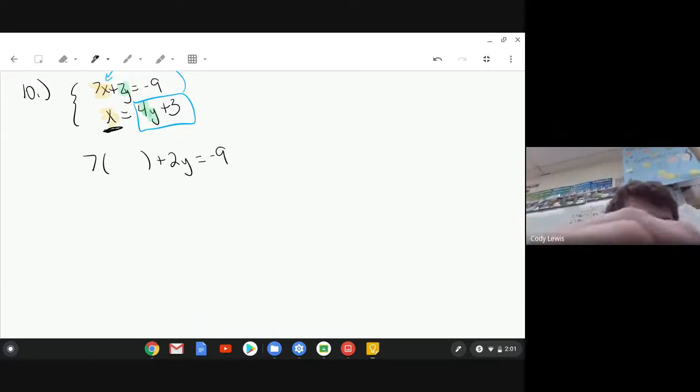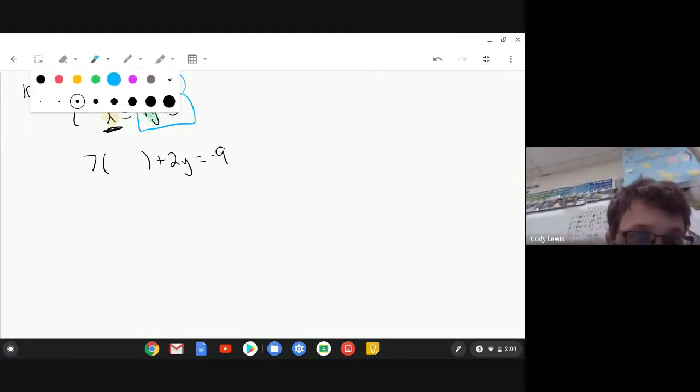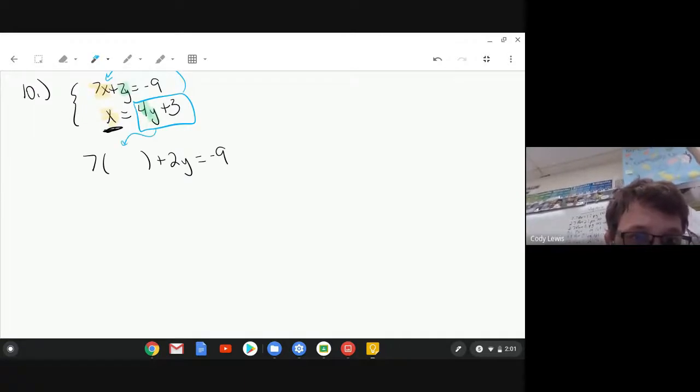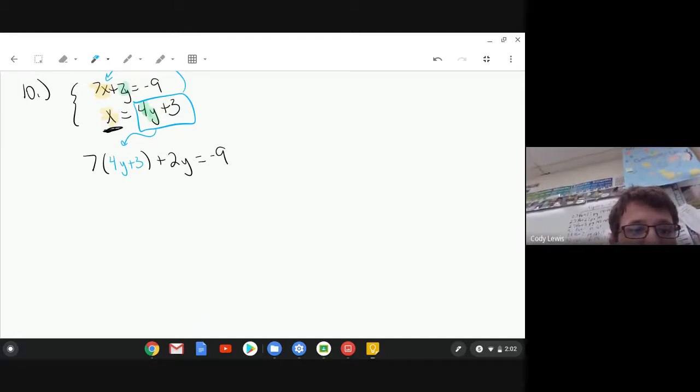So now this looks just like the top equation, except instead of x, there's a big blank space. In that big blank space, 4y plus 3 is going to go right there. All right. So then 7 times 4y is 28y.